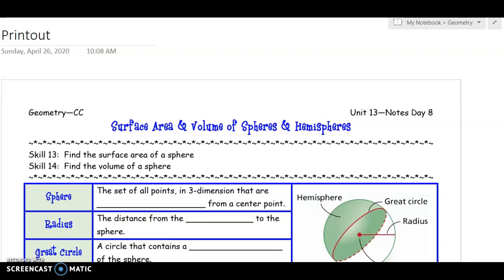Hello Geometry, we are doing the last of the notes for the year. Hooray, we're almost there. So we're doing the day 8 notes and then we're also going to review.